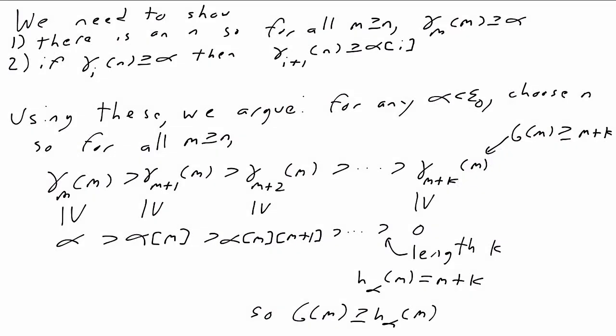So what we'll do is modify claim 2. We'll say that if gamma i of n is greater than or equal to alpha, and if i is greater than or equal to tau of alpha, then gamma i plus 1 of n will be greater than or equal to alpha bracket i. And then we can fix our proof, because all we need to do is wait until gamma m of m is at least alpha, and m is greater than or equal to tau of alpha, and then we can finish the proof.